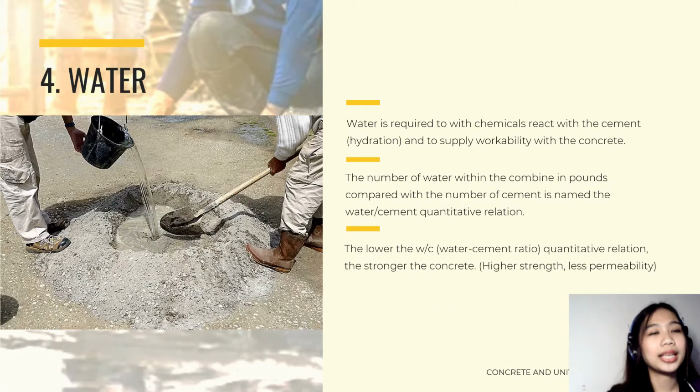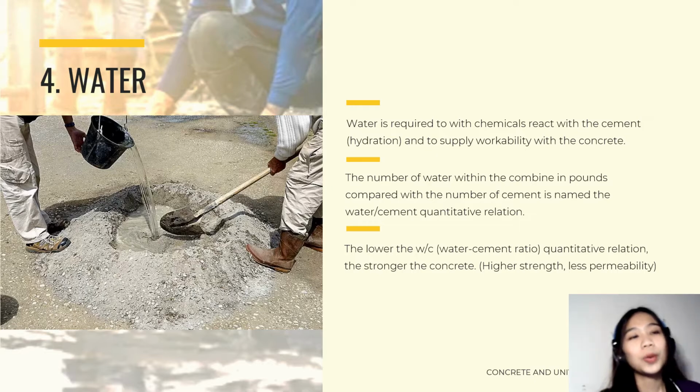Lastly naman is water. So, ano nga bang tulong talaga ng water since ito rin ay importante sa paggawa ng concrete. So, water is required to chemically react with the cement. Katulad ng sinabi ko kanina, ginagamit natin si water para magkaroon tayo ng cement paste. Para pag in-add natin si water kay cement, magkakaroon tayo ng binding materials. And also to supply workability to the concrete.